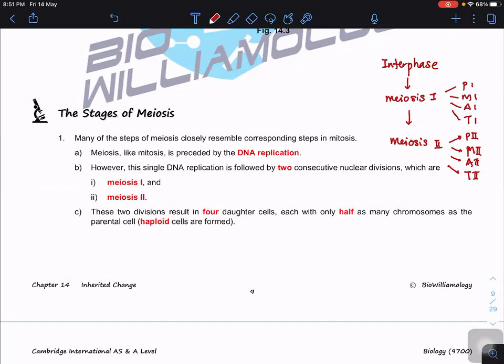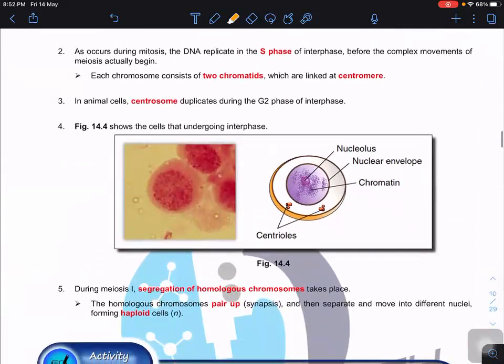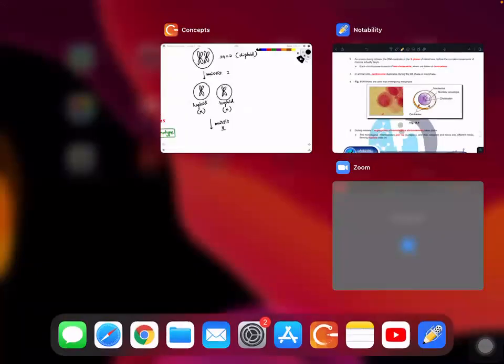Okay, so interphase is basically where the DNA replication will take place, and organelle replication. However, the single DNA replication is followed by two consecutive nuclear divisions, which are termed meiosis 1 and meiosis 2. So after these two divisions, we will get 4 daughter cells, each with only half as many chromosomes as the parental cells, or we call it formation of the haploid cells. So let us look at the process in more detail now.